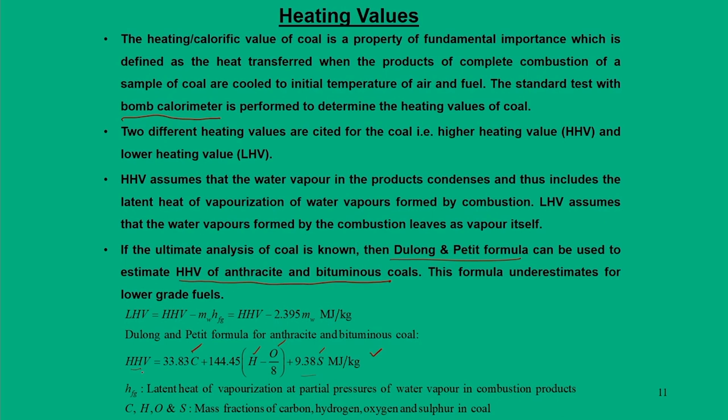Once you know this higher heating value, we should be able to calculate the lower heating value of the fuel by subtracting the mass of water vapor multiplied by the enthalpy of vaporization. Taking the enthalpy of vaporization for water into account, this becomes HHV minus 2.395 times the mass of water, M_W. So, if you know the mass of water, we can calculate the lower heating value of the fuel.